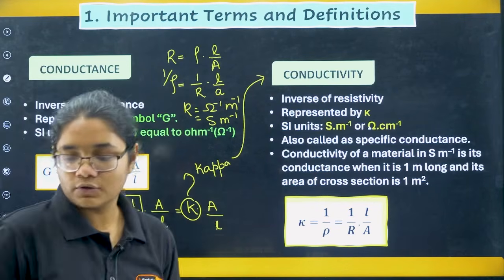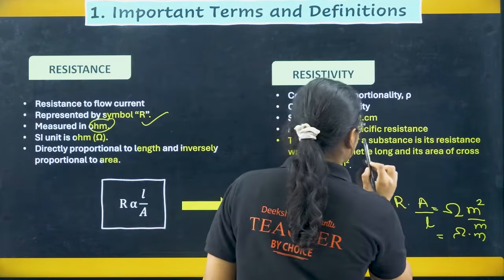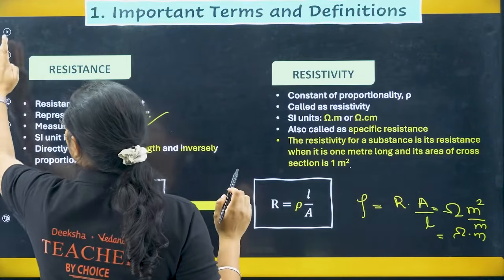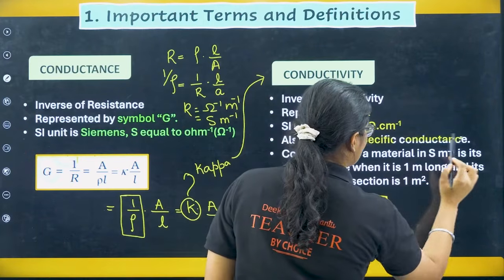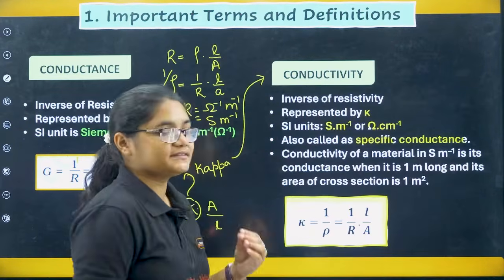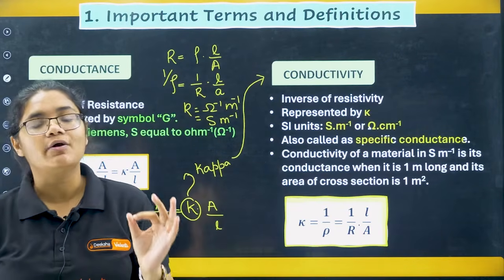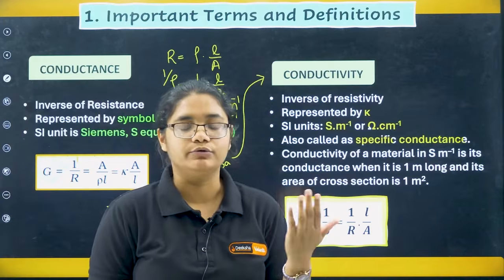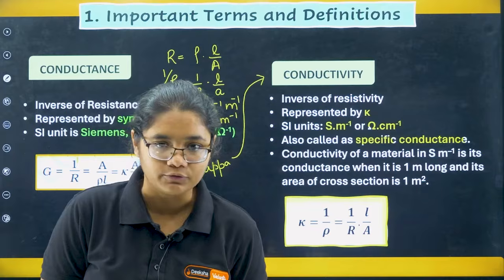Next, it is also called specific conductance. Like resistivity is also called specific resistance, conductivity is called specific conductance. Again, you should know this so that if this term is used in the question, you don't get confused.